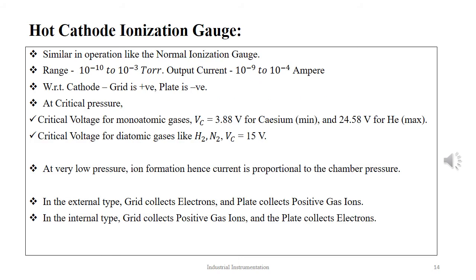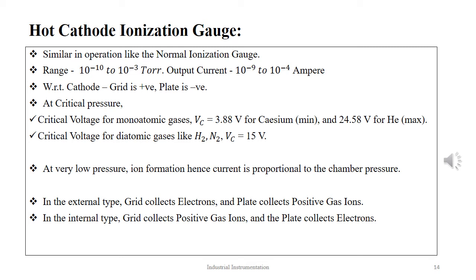The principle of operation is that of the general ionization gauge, as mentioned earlier. All ionization gauges are hot cathode type only. The gauge comprises a triode, namely grid, plate and cathode. The grid is at a considerably higher voltage than the cathode. The plate is at a negative potential compared to the cathode. The pressure measurement range is 10^-10 to 10^-3 torr, and the output current is of the order of 10^-9 to 10^-4 ampere.